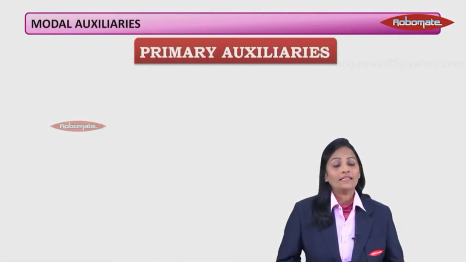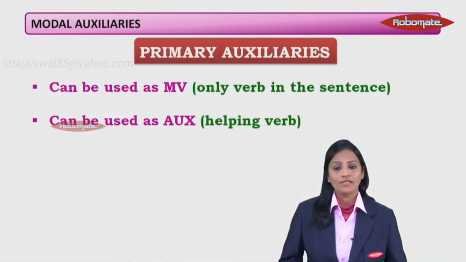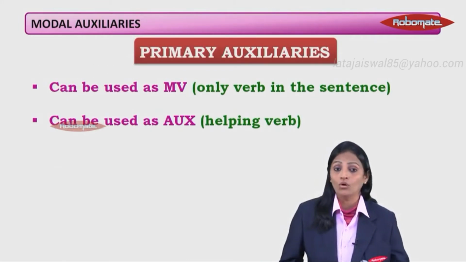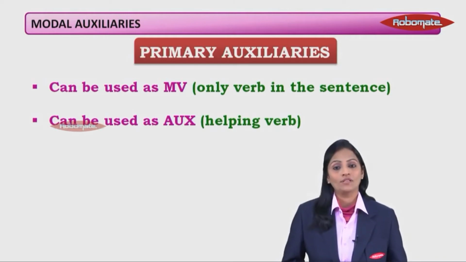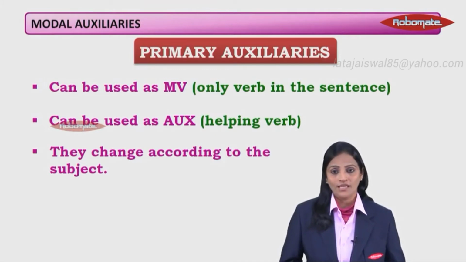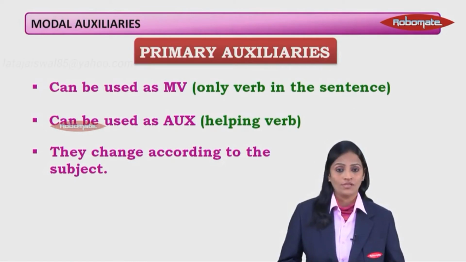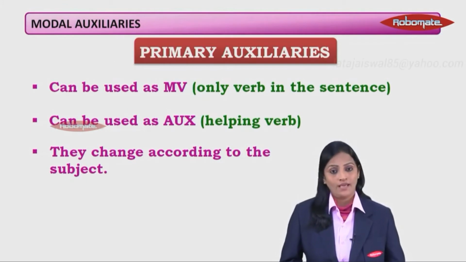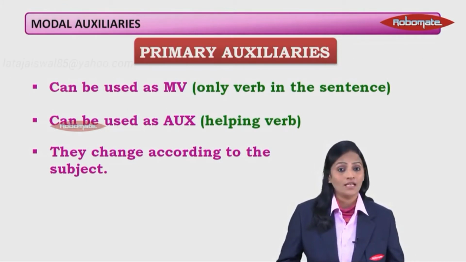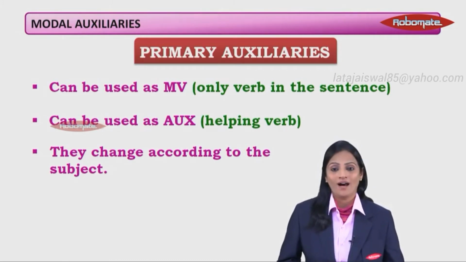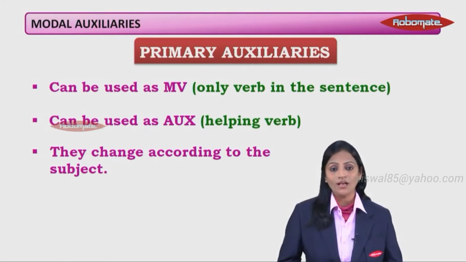Now, let's look at some of the examples of primary auxiliaries and the meaning. We said that primary auxiliaries can be used as the main verb, the only verb in the sentence, and primary auxiliaries can be used also as auxiliary verbs. But another important thing, they change according to the subject. The primary auxiliaries change according to the subject. What do we mean by that? For example, if I say Salman is playing, but if I say Salman and Sachin, then I will say are playing. So, the is changes to are. So, they change according to the subject.